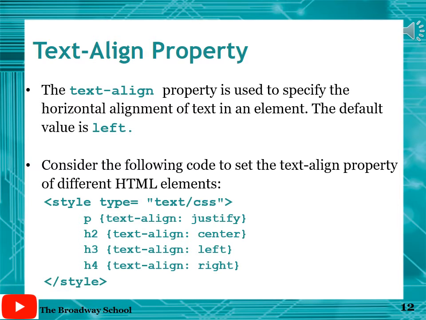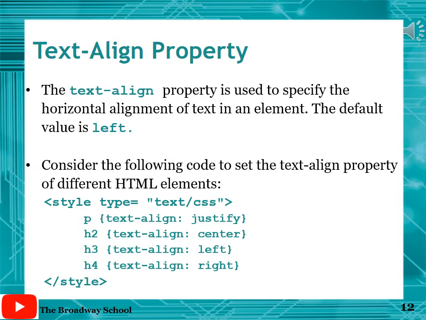Text align properties. Students, in Word we can align with the menus or we can align with the shortcut keys, but here we have to type the commands. The text align property is used to specify the horizontal alignment of text in an element. The default value is left. Because we write English from the left side, our default value will be left.